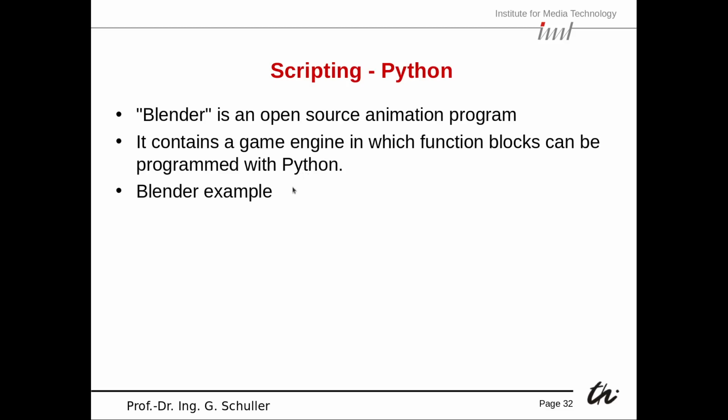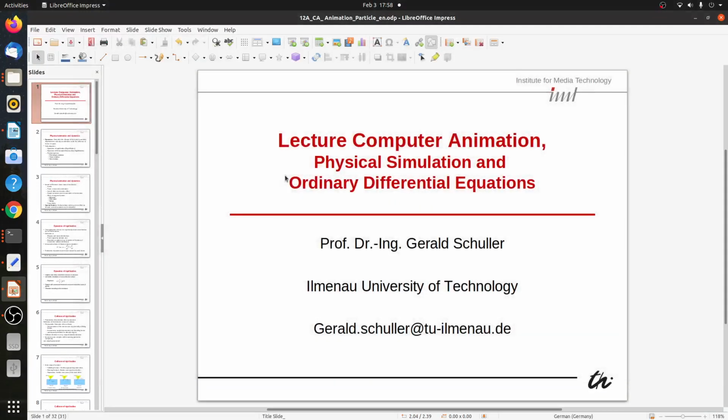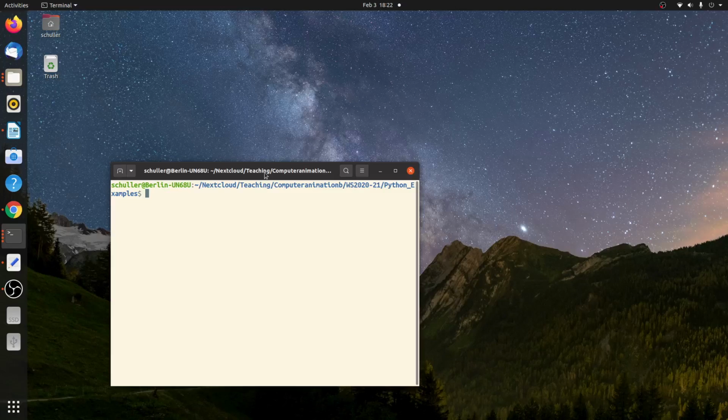And I can also show a Blender example. Okay, so that comes in a moment. So here's the Blender example. You can easily install Blender in Ubuntu because it's open source, with sudo apt install blender, which I don't need here because it's already installed.